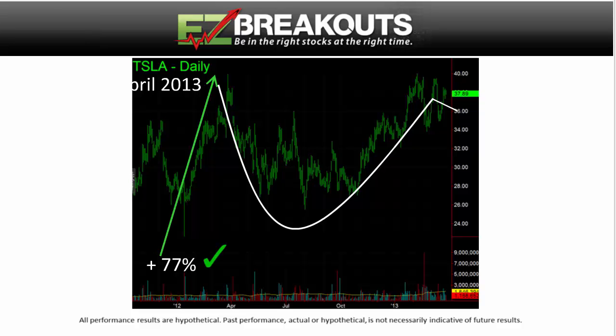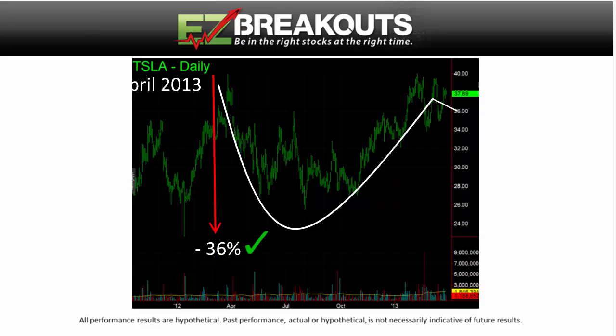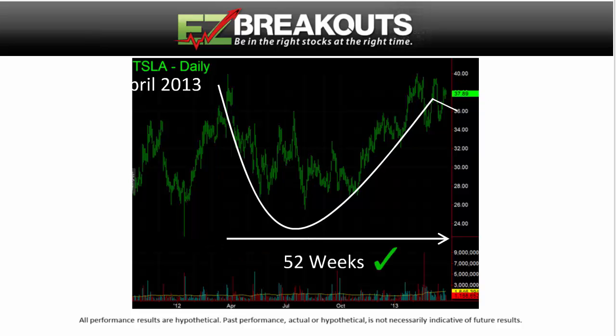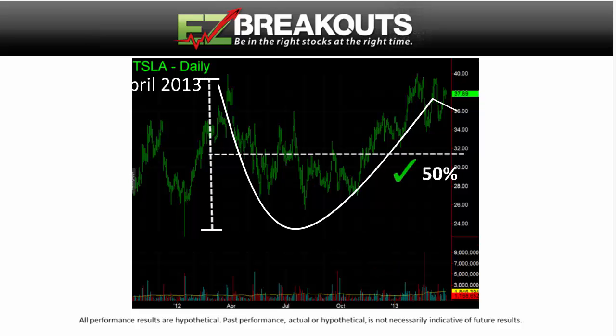So let's go through our checklist. Prior uptrend, absolutely. The base, 36%, a little bit beyond what we normally like, but it's okay. You know, 25 to 35 is what we're looking for. This is 36. That's completely fine. We just want to make sure we don't have a base that's a 50% correction, okay? 52 weeks. So this thing is basically marking time for a whole year, okay? And then the handle forms in the upper half of the base. Can you imagine Tesla at one point was $37? Oh my gosh. Seems like a bargain.